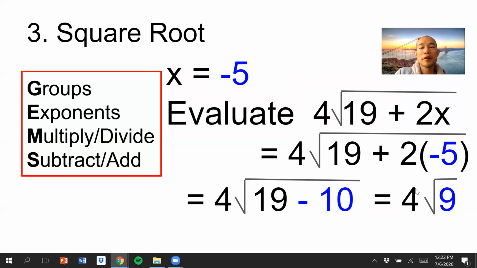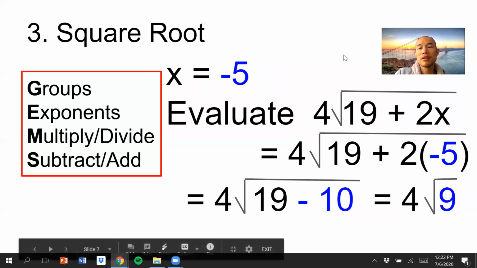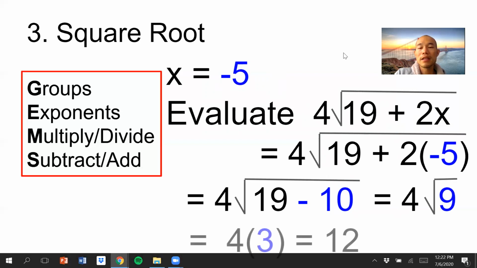So from there, now are we going to multiply by 4 first or square root first? We've got to do the group first, the square root. The square root of 9 is 3, because 3 times 3 is 9. Then you can multiply that by the 4 to get the answer of 12.